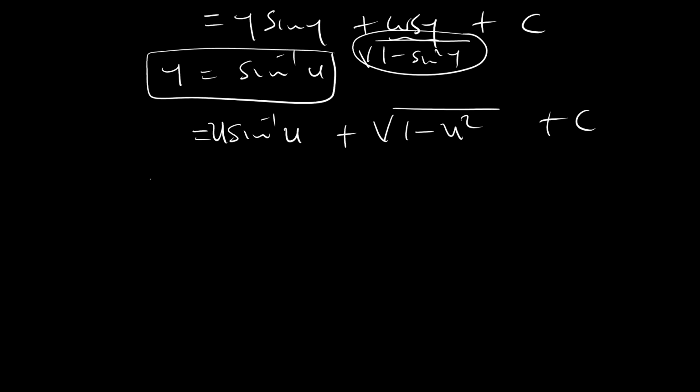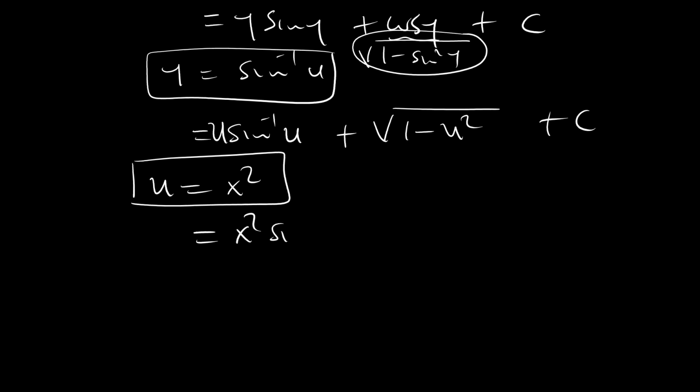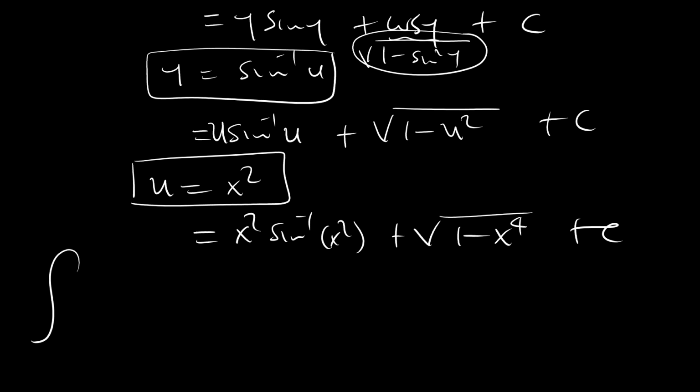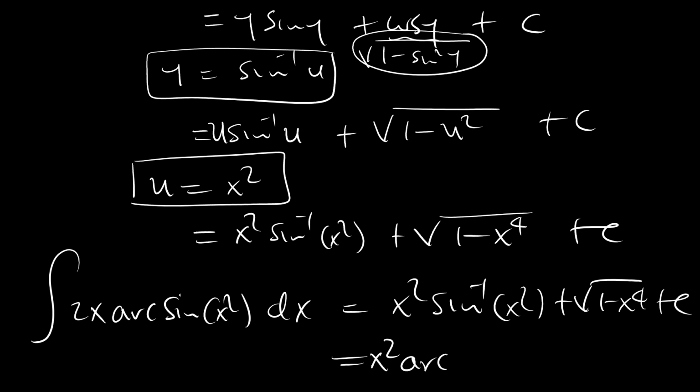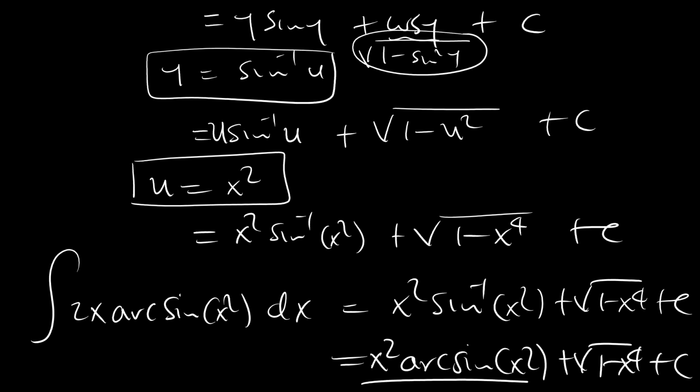But also we had said that u is equal to x squared, right? So the final answer is now x squared arcsine of x squared plus the square root of 1 minus x to the 4th plus c. Therefore, the integral of 2x arcsine of x squared is equal to x squared arcsine of x squared plus the square root of 1 minus x to the 4 plus c. Some people might want to write it differently, whatever floats your boat. And that is the answer.